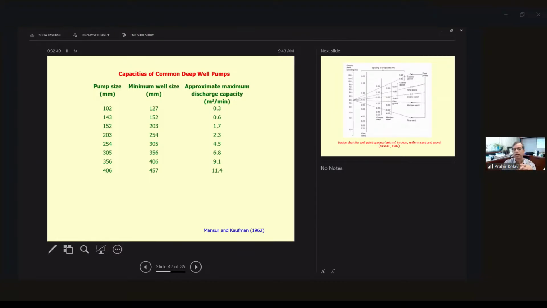This is from the Mansour and Kaufman's paper. So basically, how much is the size of the pump, the minimum size of the well, how much is the maximum capacity of discharge? All these things you need to decide, and this will give you a guideline.